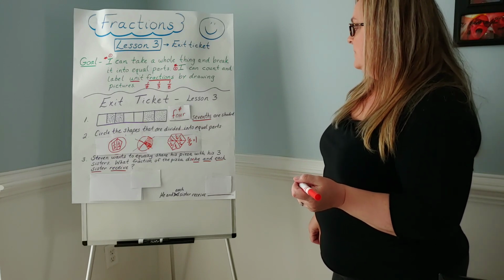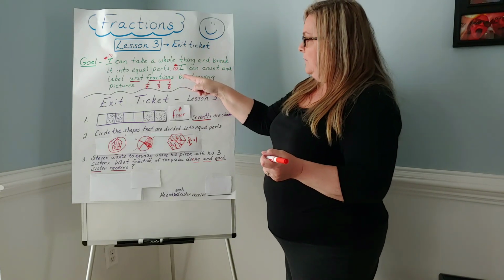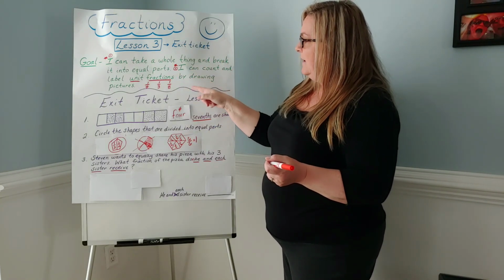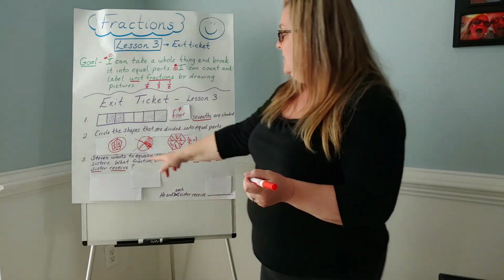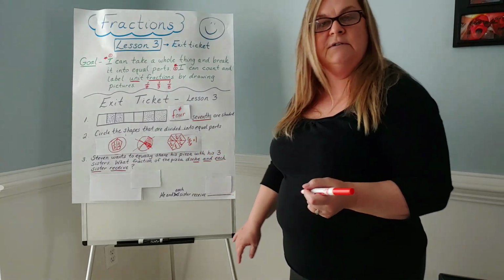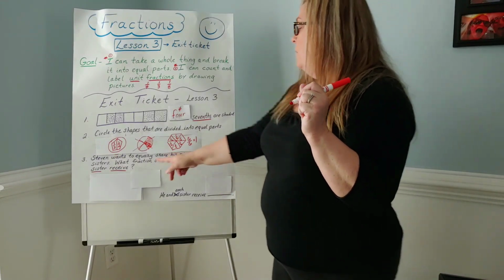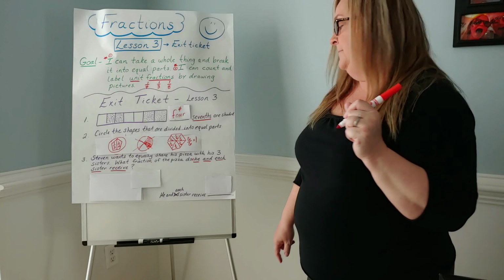Alrighty. I'm thinking about our goal. We've taken a whole thing and broken it into equal parts. Yep. I can count and label unit fractions by drawing pictures. So I think down here we're going to draw some pictures right now. So it says Stephen wants to equally share his pizza with his 3 sisters. That's nice of Stephen. He must be a nice brother. What fraction of the pizza does he and each sister receive?